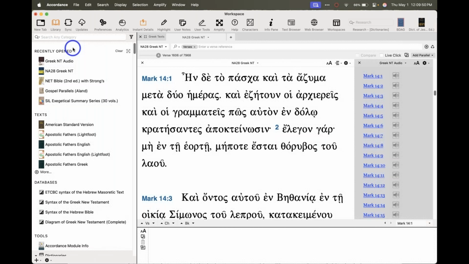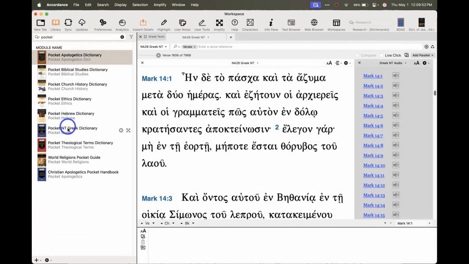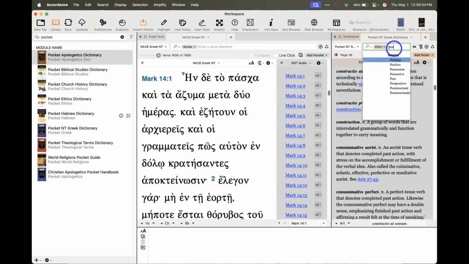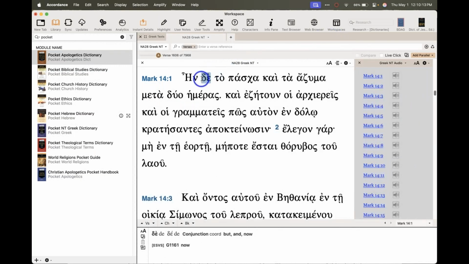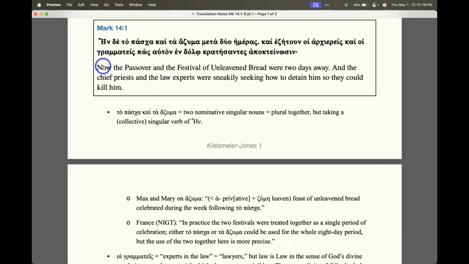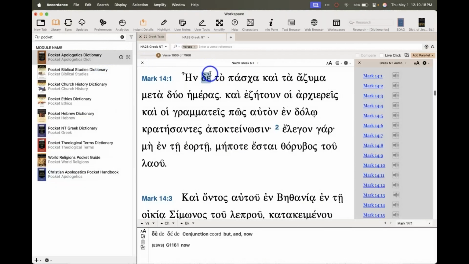In fact, we could look up the Pocket New Testament Greek dictionary, and I bet the word post-positive is in there. Not occurring first in a clause, a word that cannot occur first. So γάρ, δέ, and οὖν are post-positives. Καί, you will get first in a clause. Δέ comes second. That's not necessarily true in English, so we want to put that word first. Now, or and, but there's different ways you can translate it. But we get this singular verb here first.